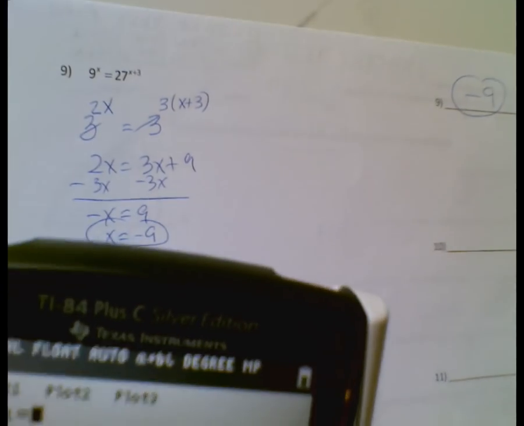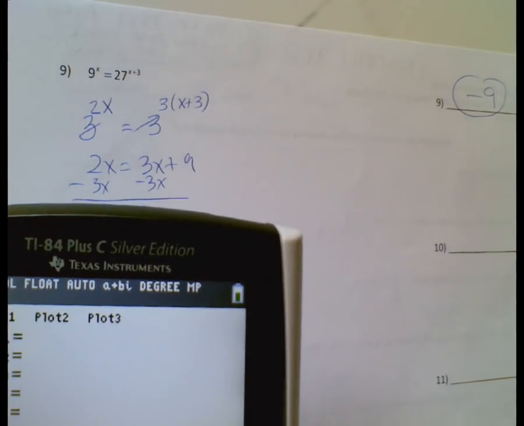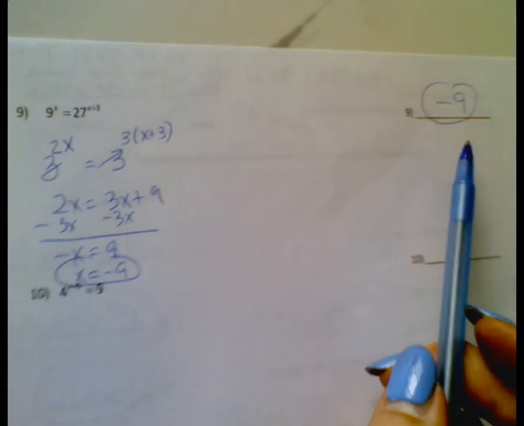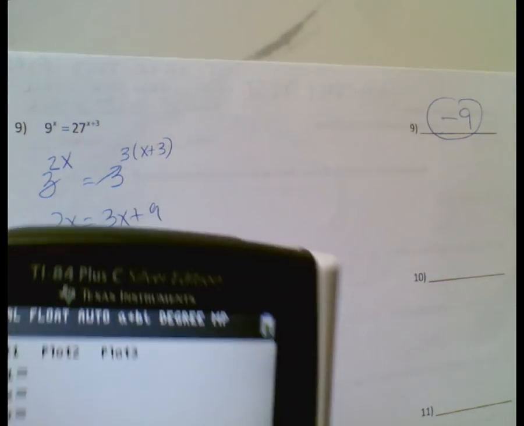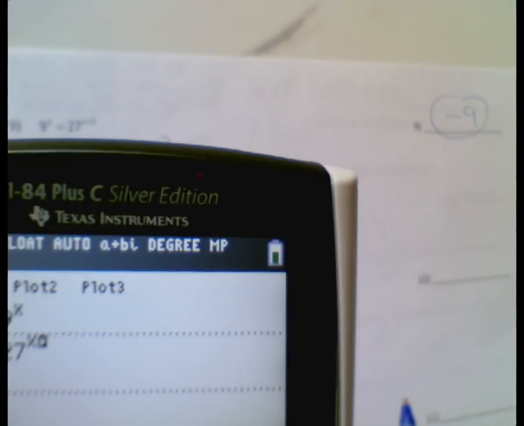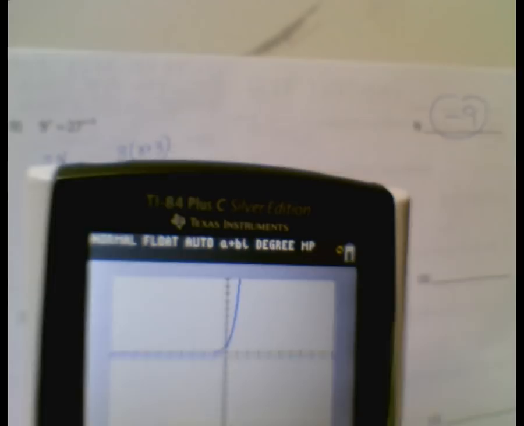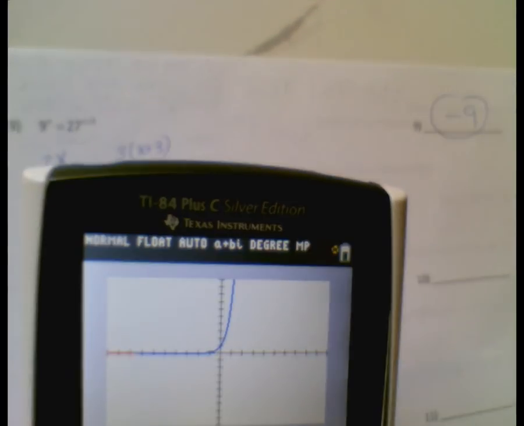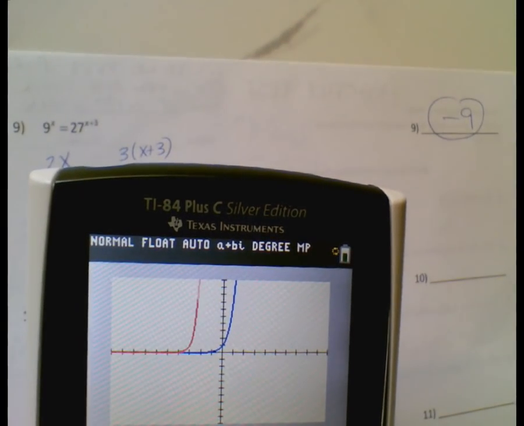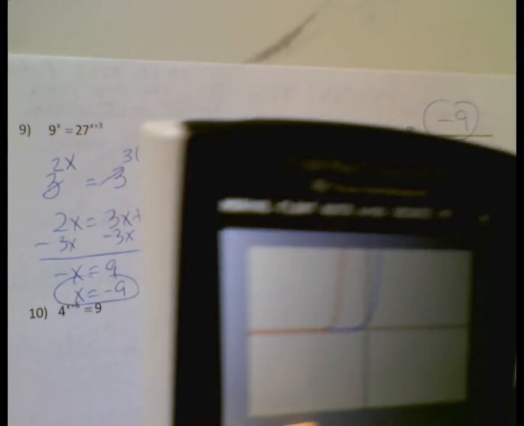So if you go to y equals, you can do these kinds of problems on the calculator sometimes. If your answer is reasonable, like less than 10, you can check these on your calculator. I would rather check them than just do them on the calculator. But here's 9 to the x, and then here is 27 raised to the x plus 3. And then graph. So the blue graph that you're seeing is the 9 to the x. The 27 to the x plus 3, I don't know if this is going to read this or not.